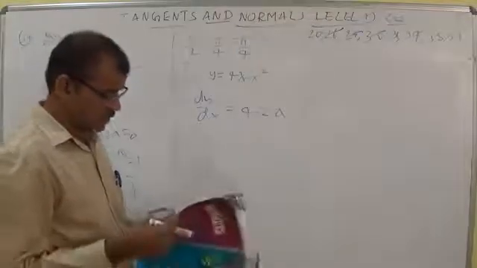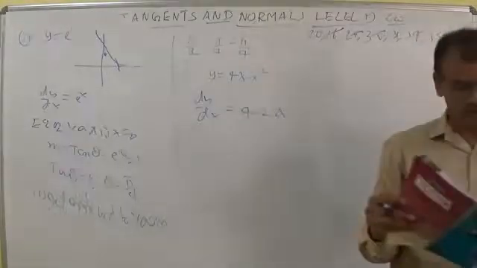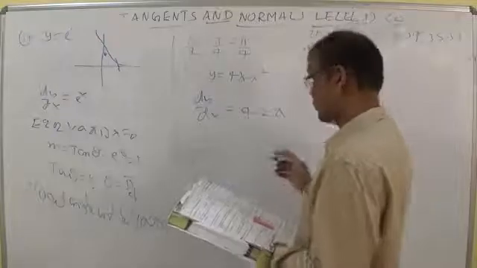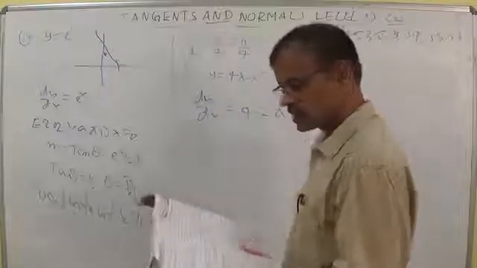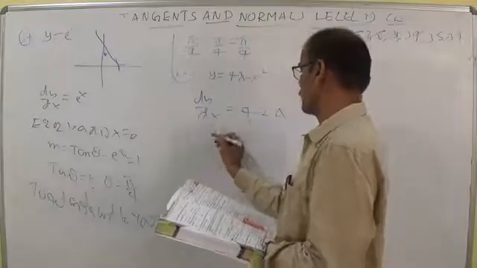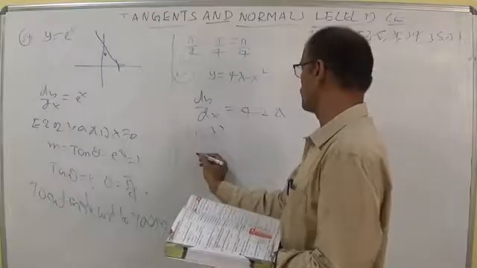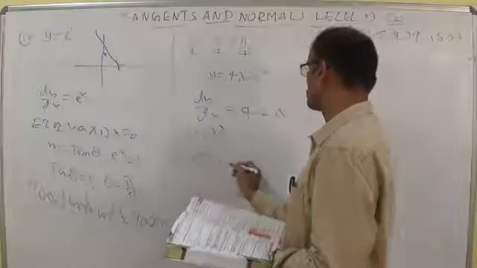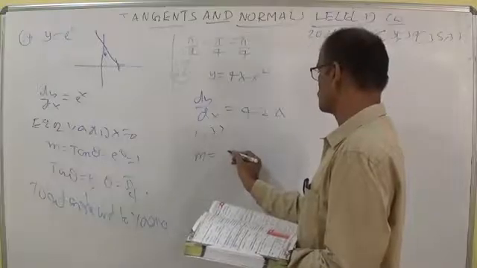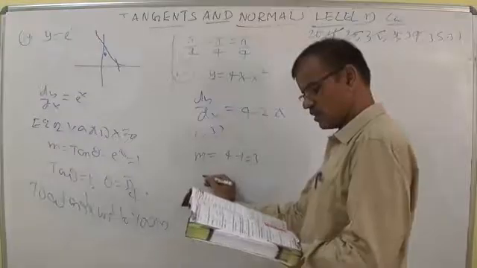The angle made by the tangent at 1,3 on the curve y is equal to 4x minus x square and ox, the positive direction of x axis. Let us look at the tangent at 1,3. At 1,3, the slope m is equal to what value? 4 minus 2x, that is 4 minus 1 is equal to 3.